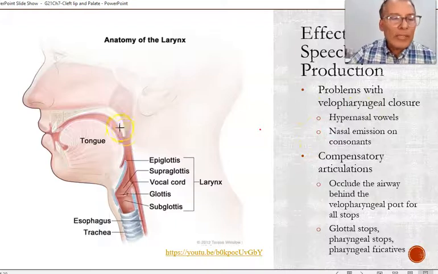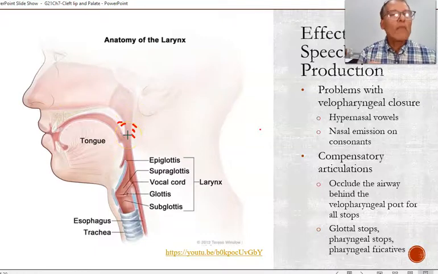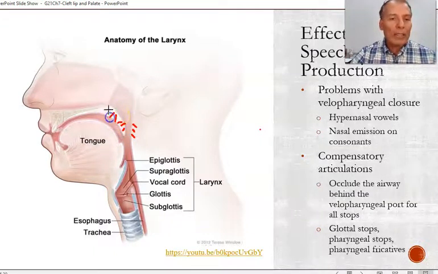Because this area, this space between the velum and the posterior pharyngeal wall, that passageway where the air passes from the oral cavity to the nasal cavity, that space is called the velopharyngeal port. Velo is from velum. Velum is another name for soft palate.